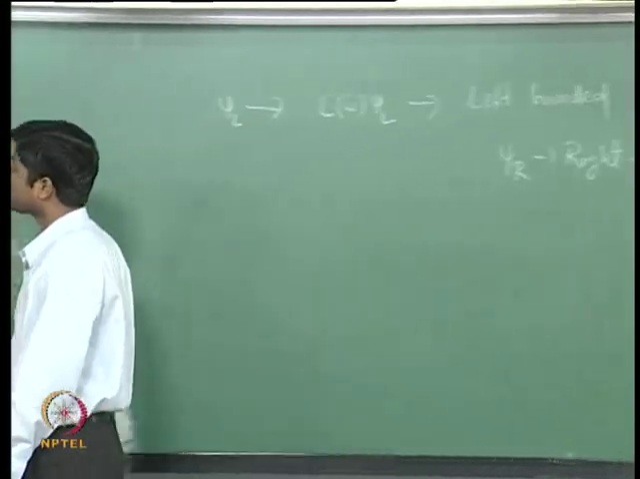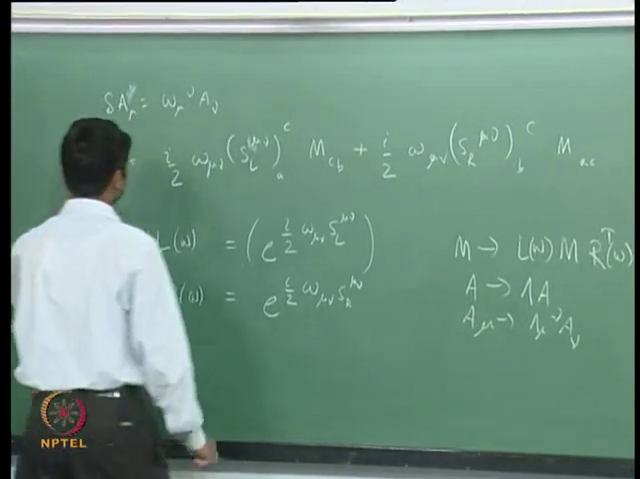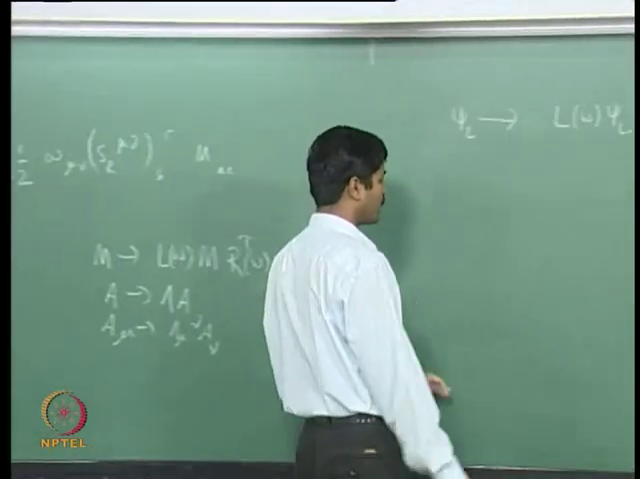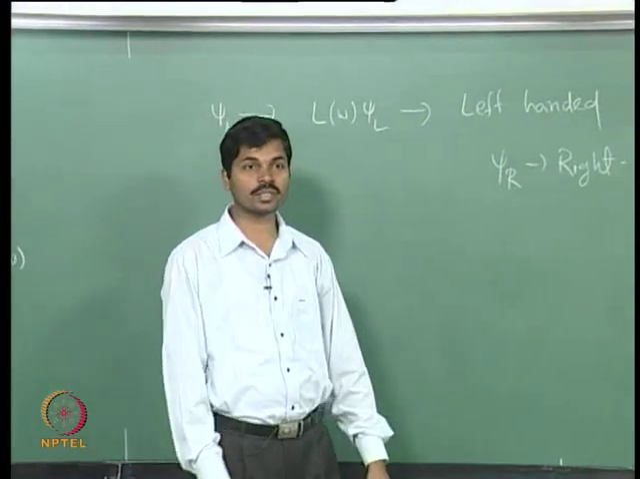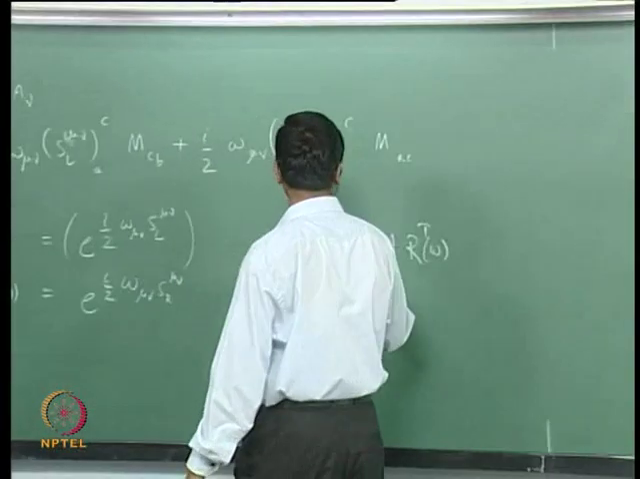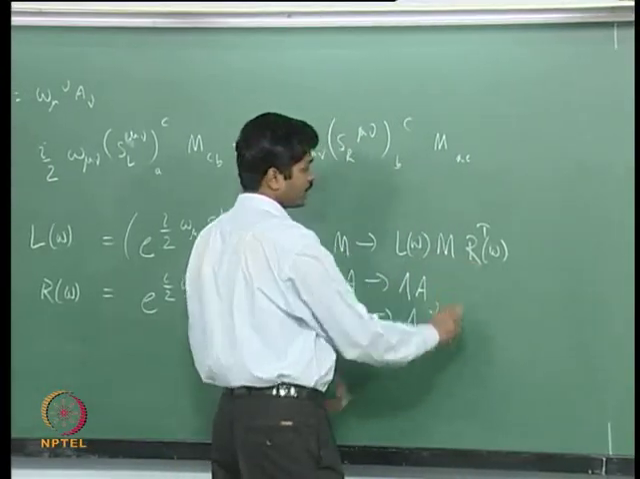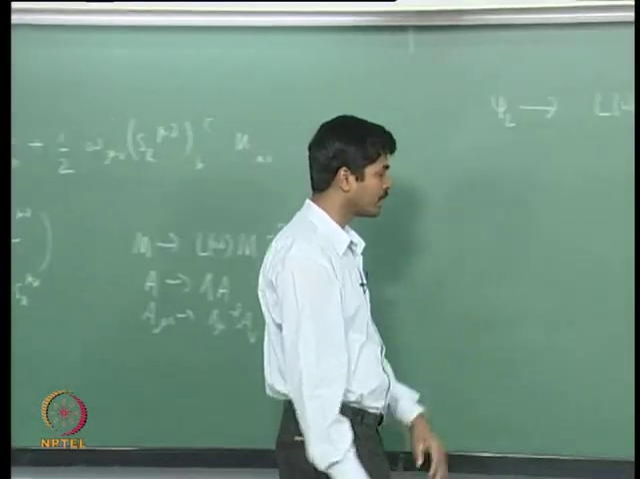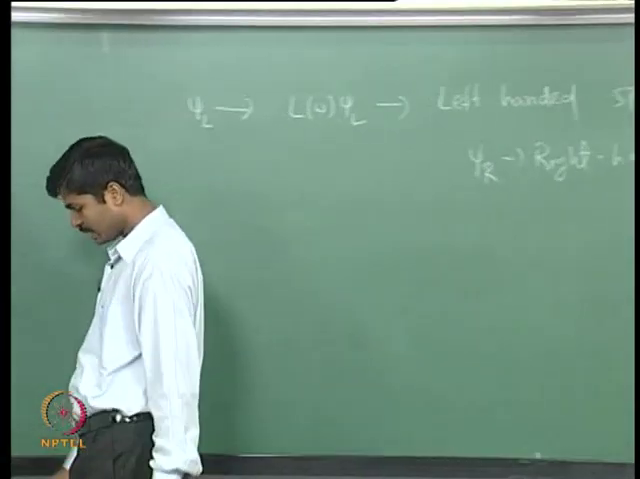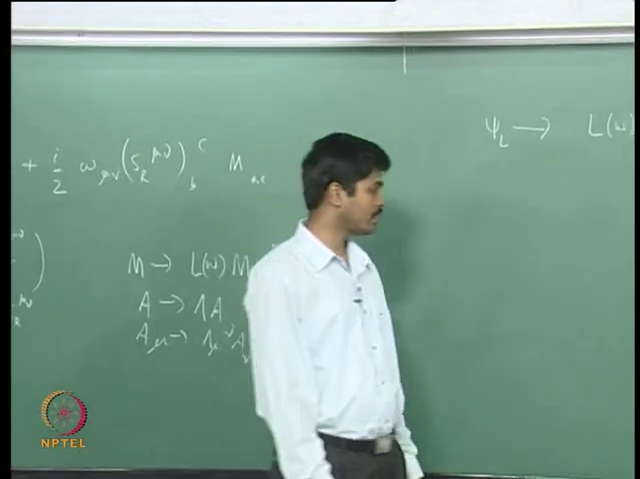But therefore, the vector field here, A mu, actually transforms like a bispinor, right? It is because of the presence of both L as well as R that it transforms as a bispinor. This is not a surprise, because you can look at the commutation relations.